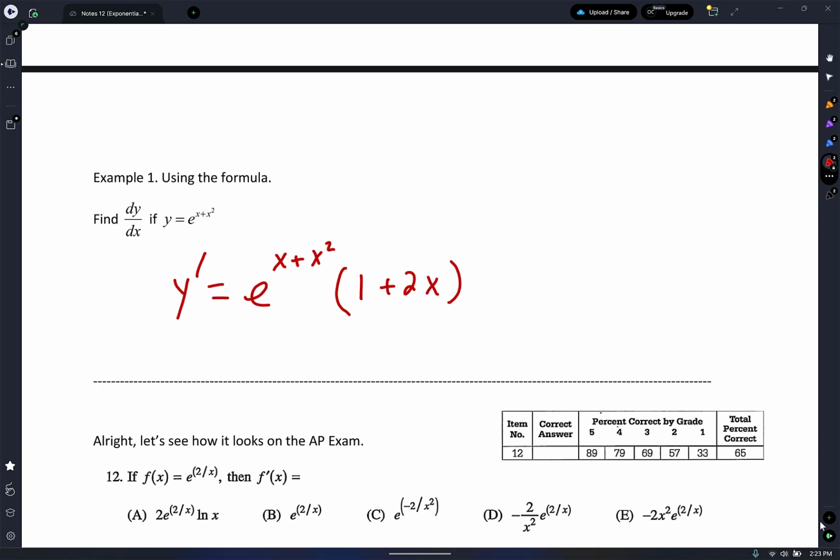And make sure that's in parentheses. So it's itself, e to the x plus x squared times 1 plus 2x. And that's it. How do we feel?